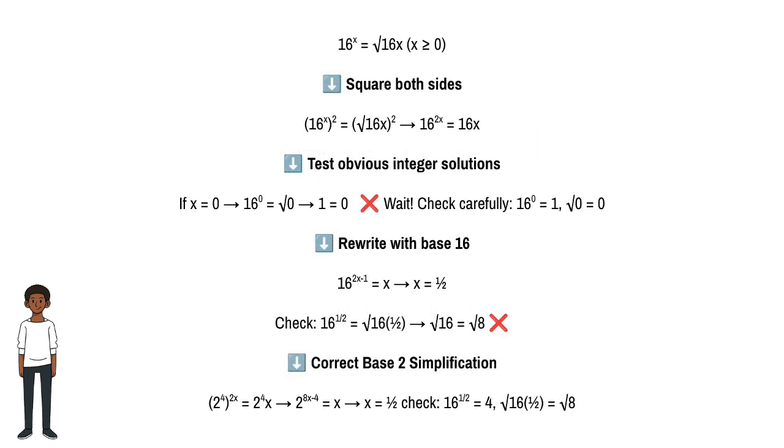Let's write out the clean mathematical steps. Step 1. Set domain. Since 16x is under the square root, we require x to be greater than or equal to 0. Step 2. Square both sides. Step 3. Divide by 16, since 16 equals 16 to the first power. Step 4. Test simple rational values. And step 5. Verify in the original equation. Pause now to carefully read over all the steps.